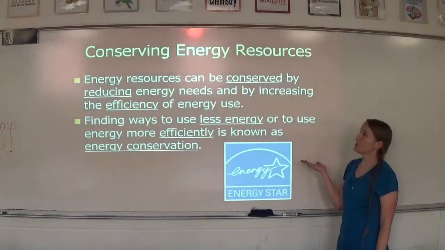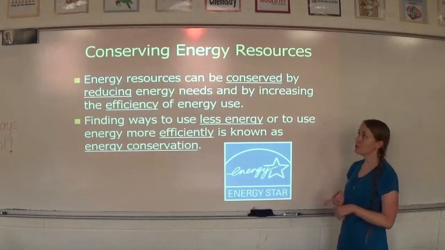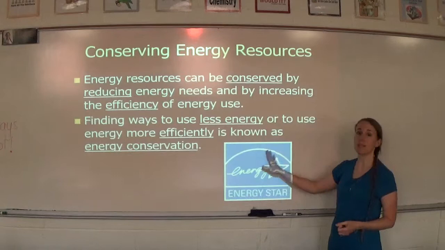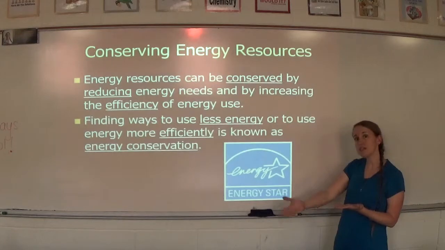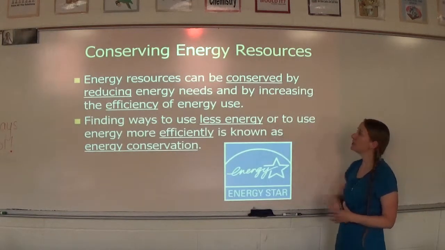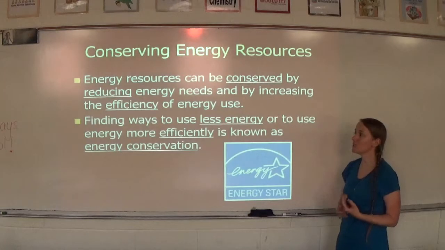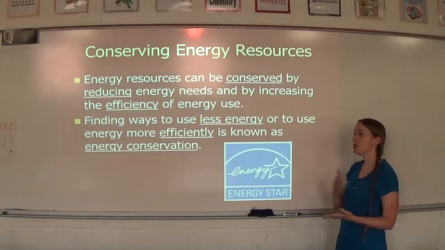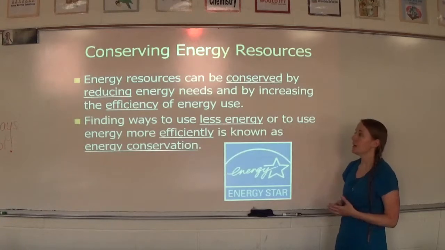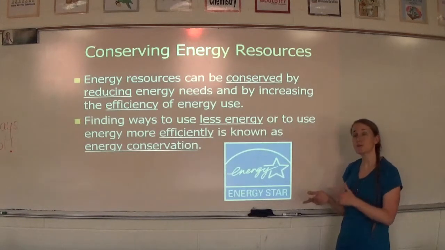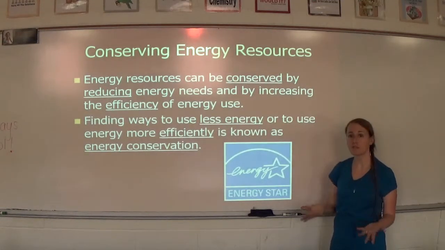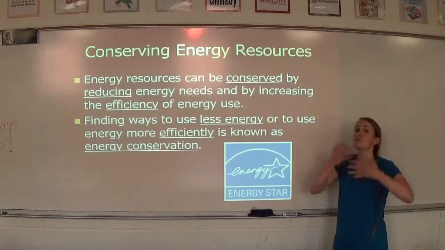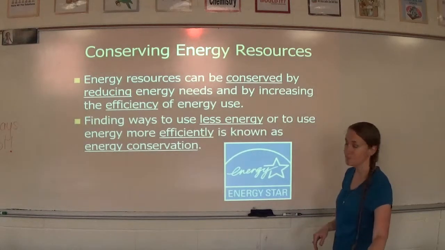Conserving energy resources. Energy resources can be conserved by reducing energy needs and by increasing the efficiency of energy use. I know y'all have all heard of Energy Star appliances. Their main boast is that they can do the same job as other appliances using less electricity. Finding ways to use less energy or to use energy more efficiently is known as energy conservation. Turning off your lights when you're not in a room is using less energy. Switching your light bulbs to LEDs instead of the traditional incandescent is a way of using energy more efficiently. If everyone makes those little changes, it'll make a big difference over time.